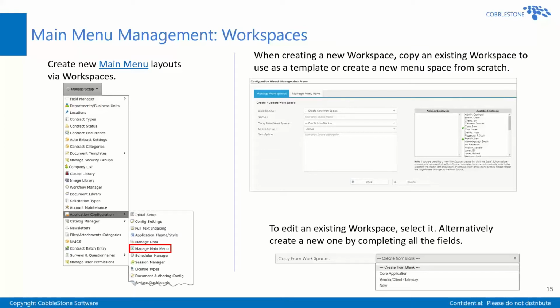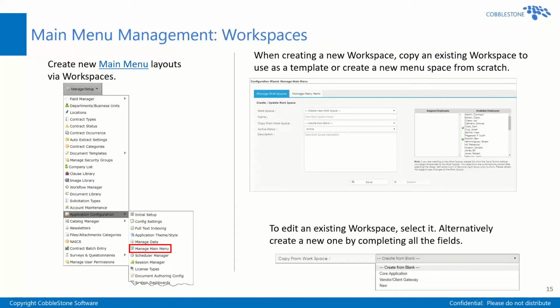We can set the active status. Are we using this workspace or not? And this is one of the few places in the system where it is mandatory to add a description. I tend to just copy and paste the name on in there. Once that workspace has been saved, then we can go about adding and assigning employees from those that are available.